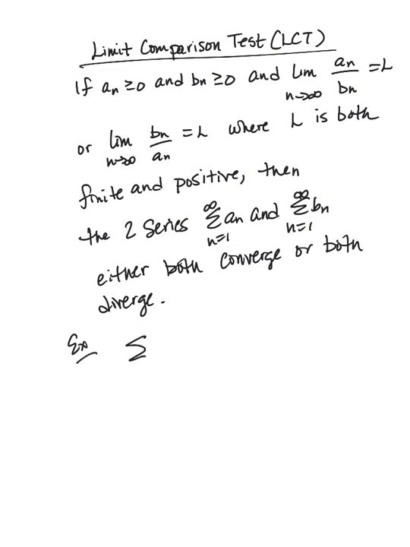Okay, example. And I'm just going to do one. Let's say we have the series n equals 1 to infinity, and we'll say we have 1 over 5n squared minus 3n plus 2. So we're going to compare this. What are we going to compare this to? You see this n squared? That means we're going to compare it to 1 over n squared.